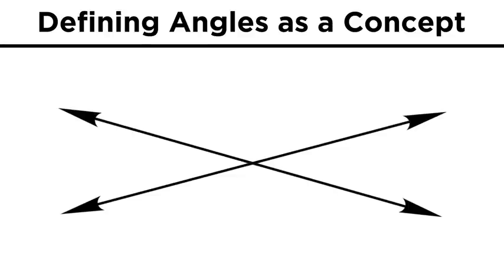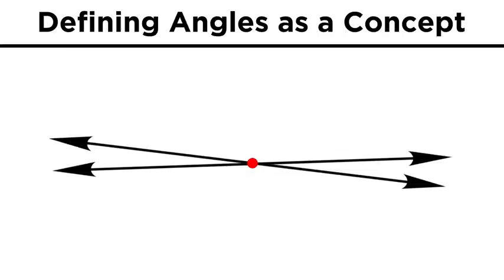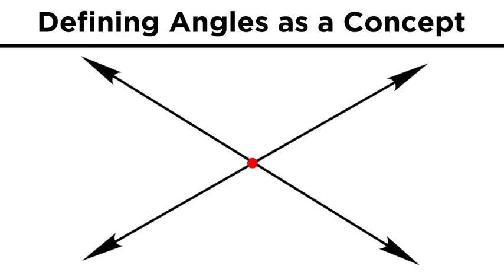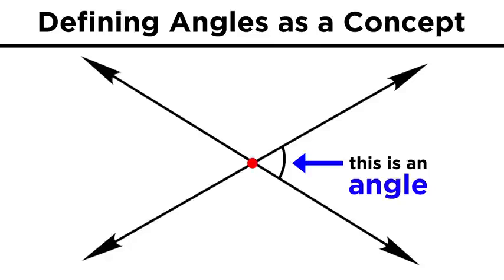Now we know what lines are, so let's draw a few. Here are two lines, and they cross at this point. But in what way do they cross? Do they approach one another slowly and then diverge slowly, or is it more rapid? In asking this question, we are asking about the angle between the lines.